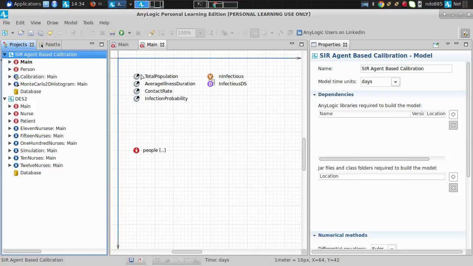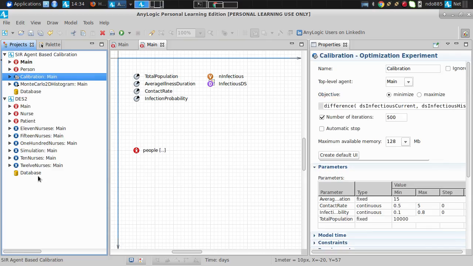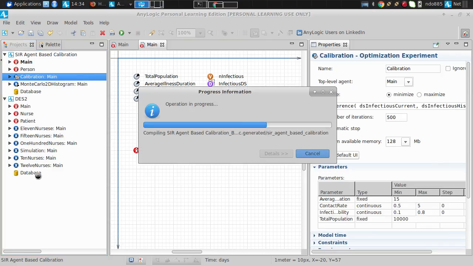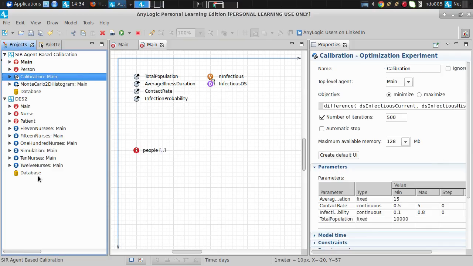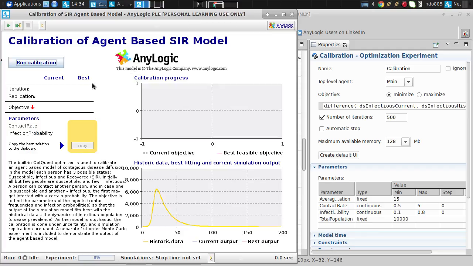Okay, so ladies and gentlemen, this calibration model is one that you should have seen introduced by me in a video that you would have watched last week. And within this model, we are trying to match some historic data using output from a model. That's the idea of calibration.